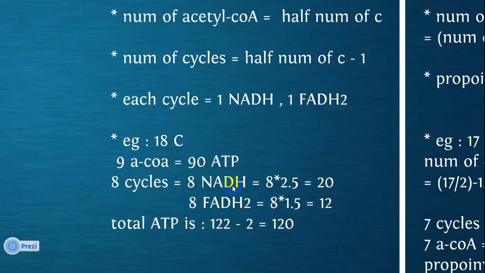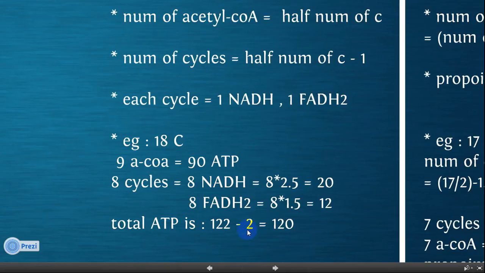In the 8 cycles, you will have 8 NADH and 8 FADH2. Multiply each one by the amount of ATP that it will produce. In the end, from the total you must subtract 2. Okay, so you will have this number of ATP.